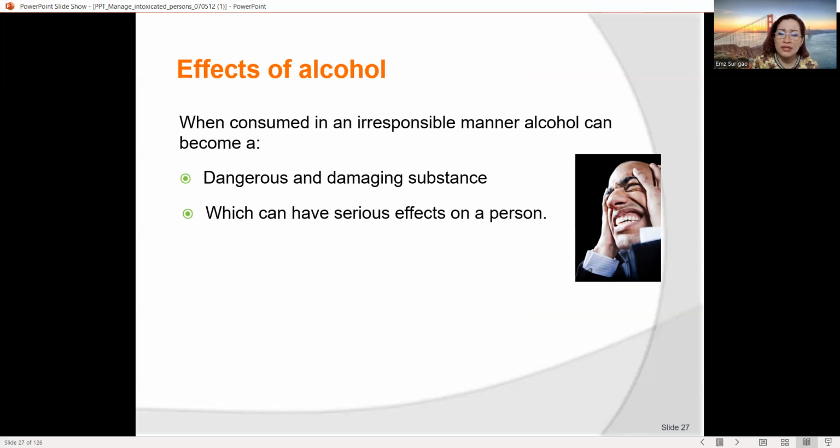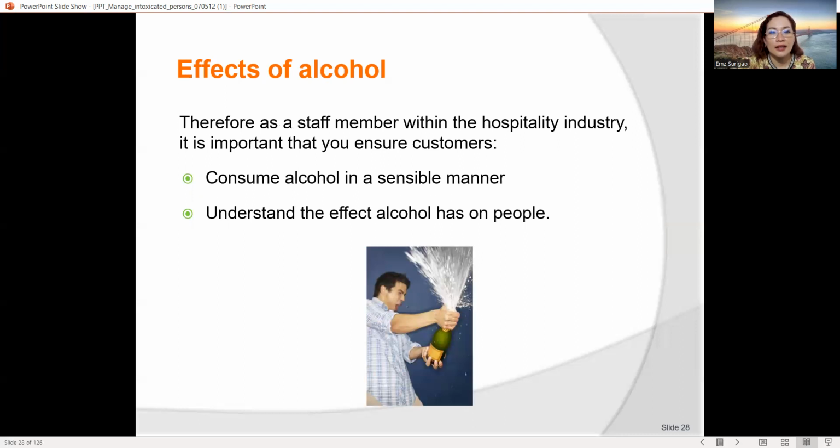When consumed in an irresponsible manner, alcohol can become a dangerous and damaging substance, which can have serious effects on a person. Consumed in an irresponsible manner means you're not drinking it moderately. Therefore, as a staff member within the hospitality industry, it is important that you ensure your customers consume alcohol in a sensible manner. Understand the effect alcohol has on people. So you need to consider it before serving it. Check if the person who is drinking is still able.